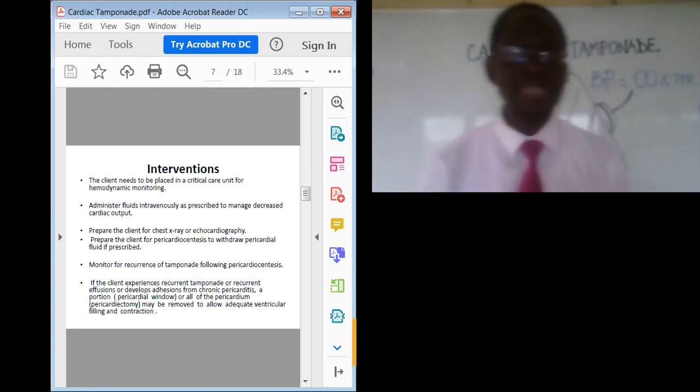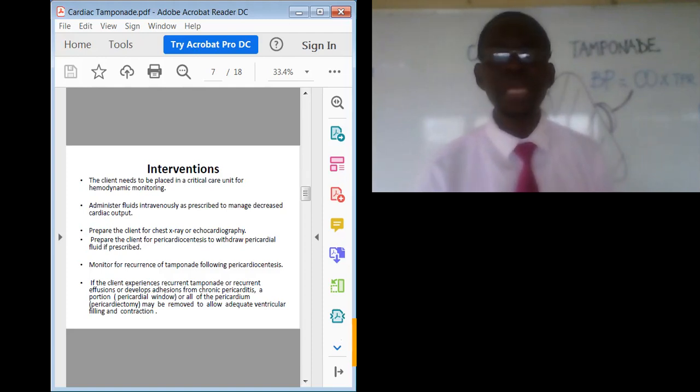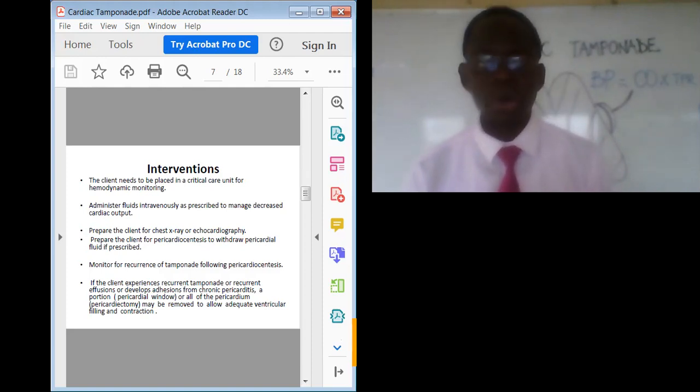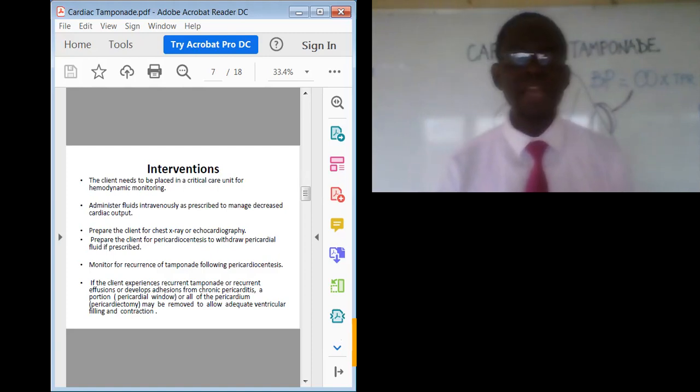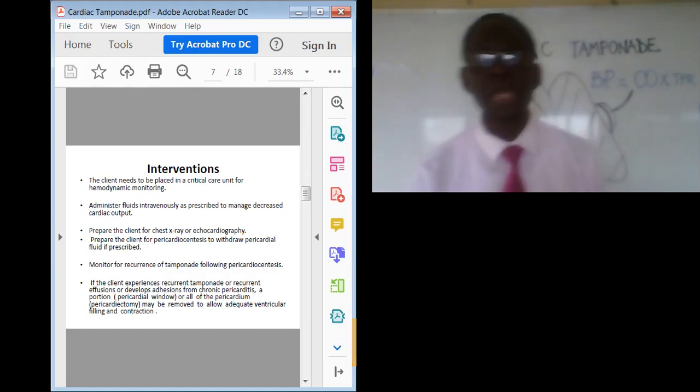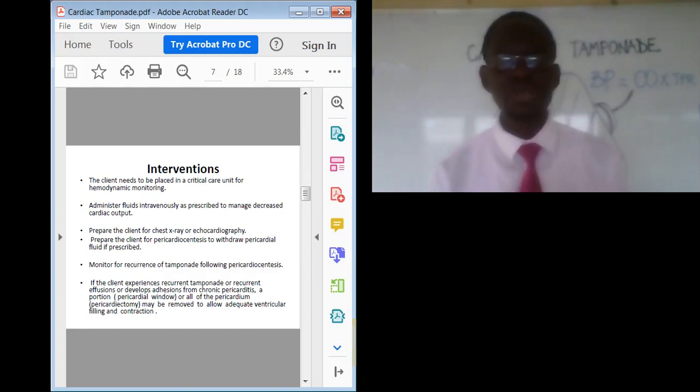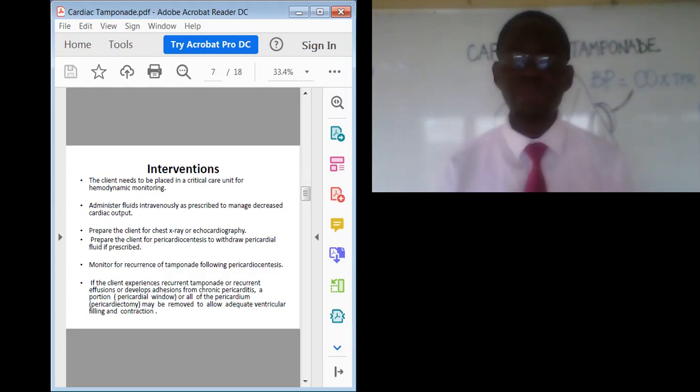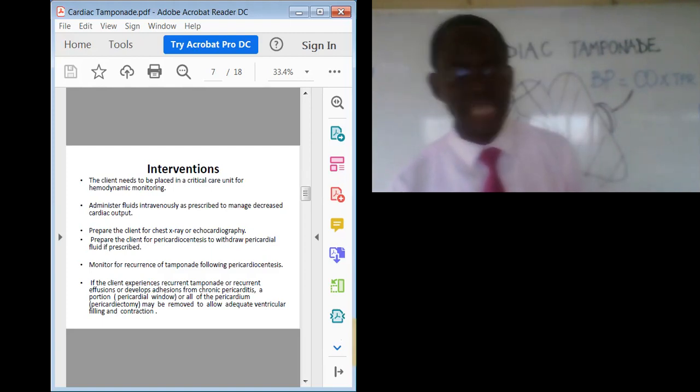Now, what are the interventions? The client needs to be placed in a critical care unit or ICU. Then you need to administer fluid intravenously to manage the decreased cardiac output. Prepare the client for chest X-ray or even other investigations. Monitor for recurrence of cardiac tamponade following pericardiocentesis.